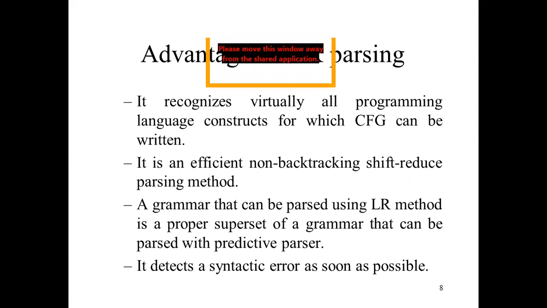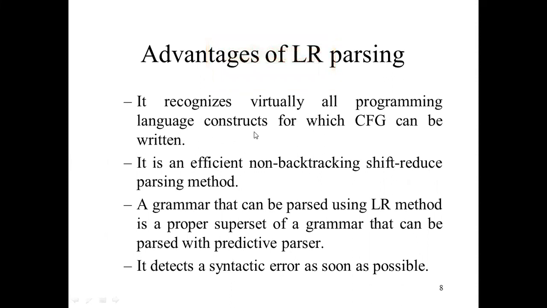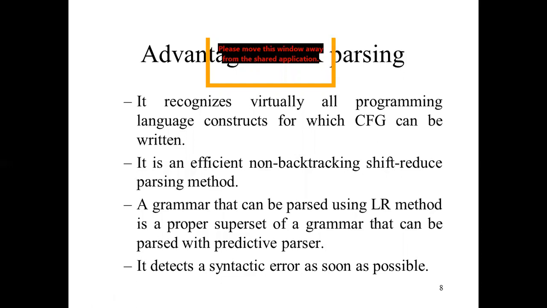Now there are various advantages of this parsing. It recognizes virtually all programming language constructs for the context-free grammar. It is also an efficient non-backtracking shift reduce parsing method. A grammar that can be parsed using the LR method, the left to right method, is a proper superset of the grammars that can be parsed with a predictive parser.